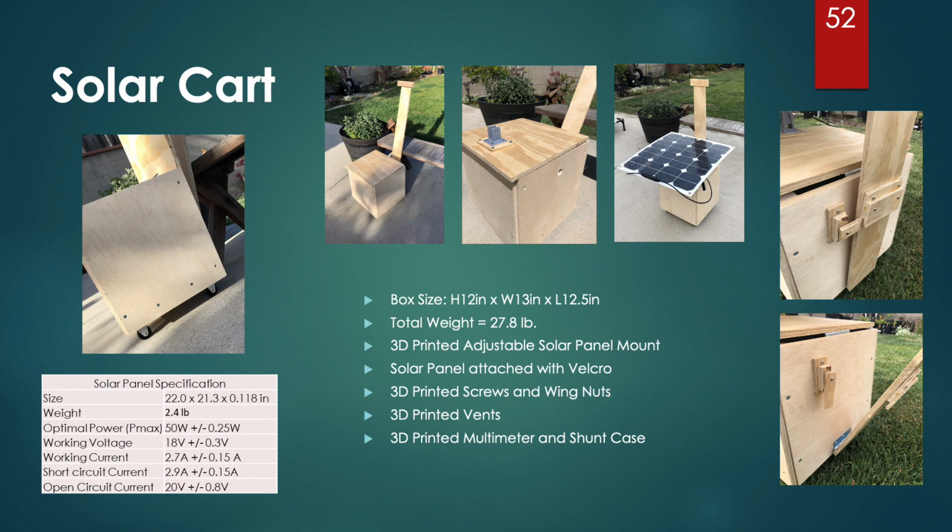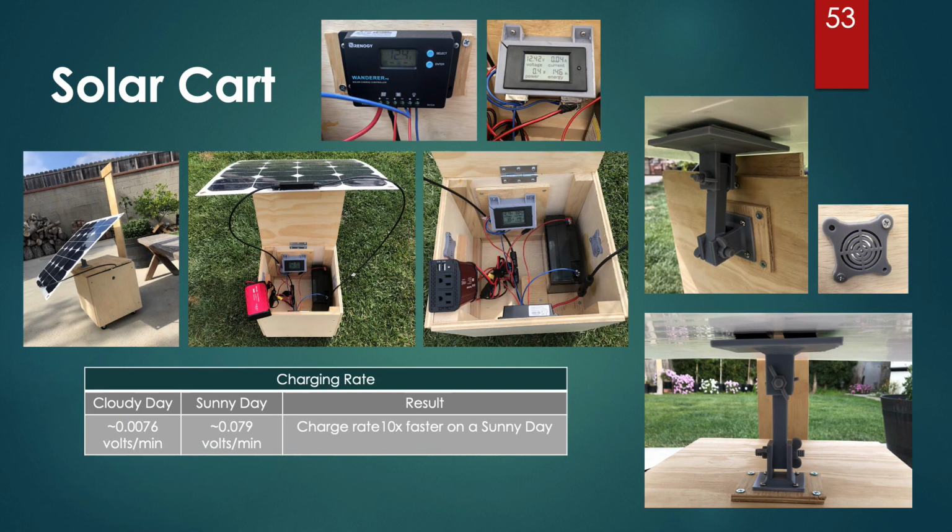The top of the box has a resin 3D printed mounting system that can be adjusted to different angles. As seen on the right, the mounting system is secured with 3D printed screws and wing nuts. The solar panel is attached to the mounting system using extra strength Velcro so that it can be removed when not in use. When the box is opened, you will see the multimeter is facing you.